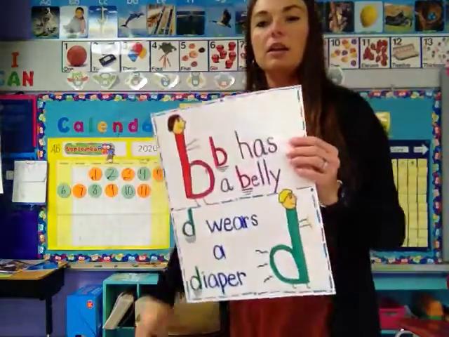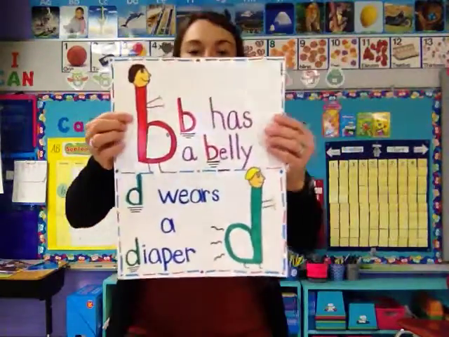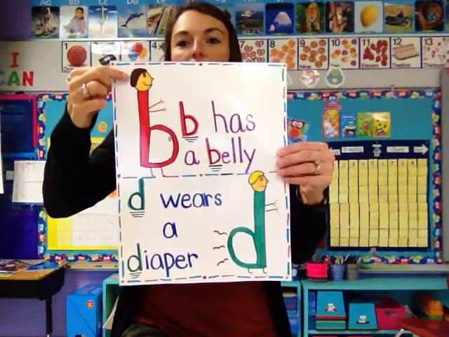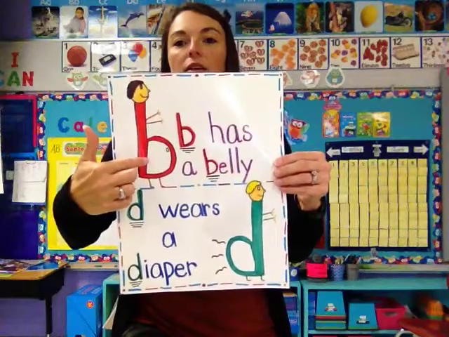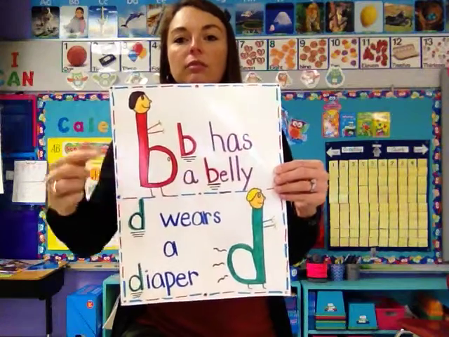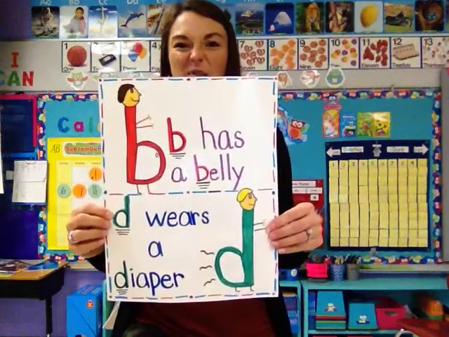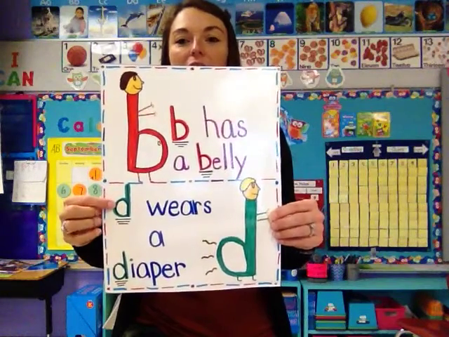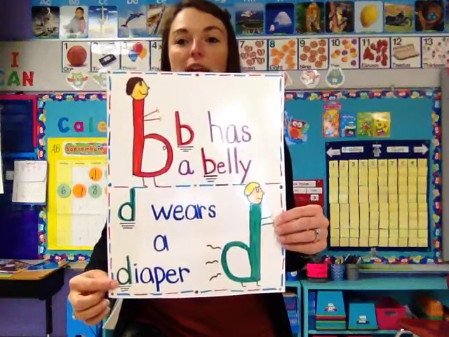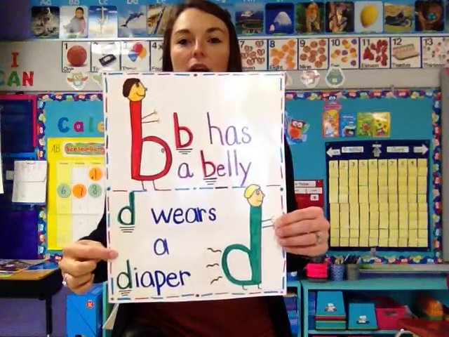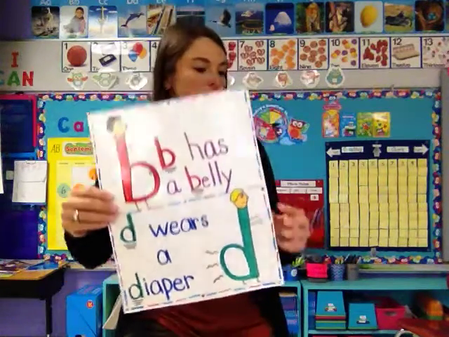And I also showed you a funny poster that I had made that had lowercase b and lowercase d. And remember, we said B, there's our person, has a belly. B makes the sound B. B is the first sound we hear in belly. D wears a stinky, smelly, what? Diaper. So D makes the sound D, and diaper begins with the sound D, diaper. So B has a belly, D wears a diaper.